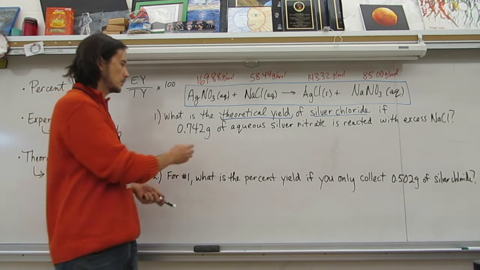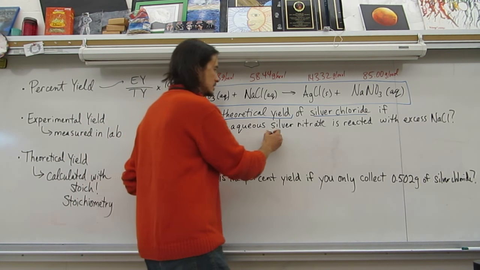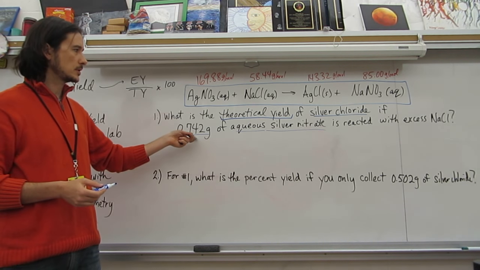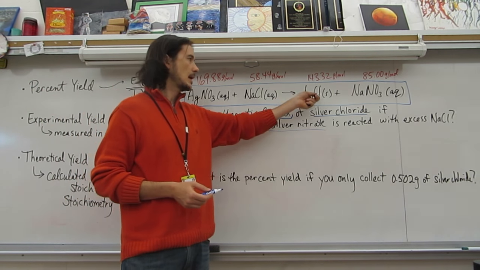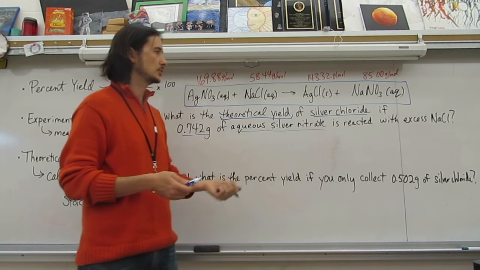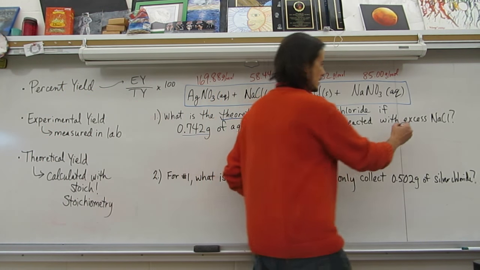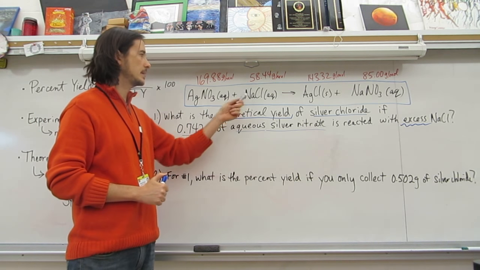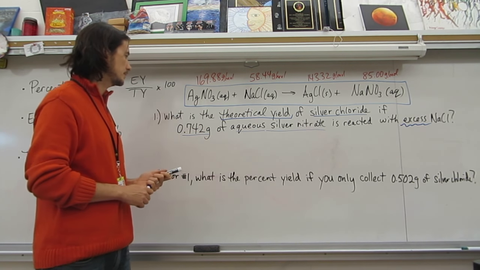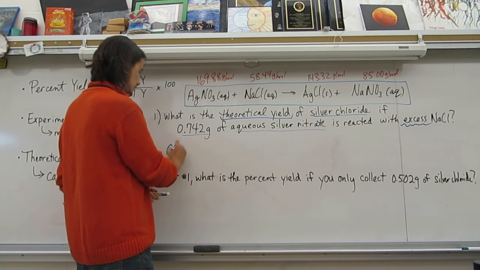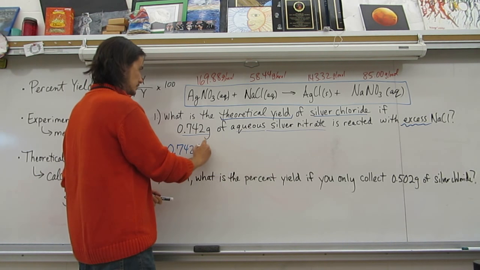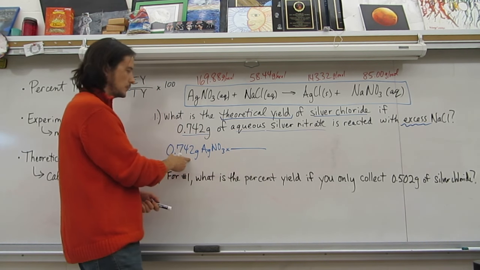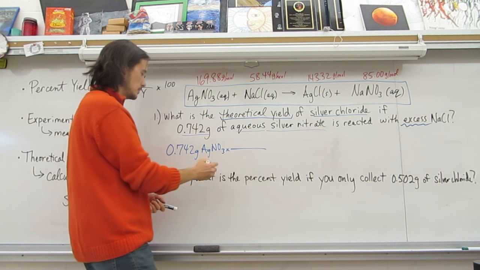And we have 0.742 grams of silver nitrate, right? It's aqueous silver nitrate. So this is what I'm starting with. I'm trying to figure out how much silver chloride is going to be produced from it. They tell us it is excess NaCl. That means we have enough NaCl to react every bit of the silver nitrate. Okay, so first thing I need to convert to moles, then I can use the balanced equation.